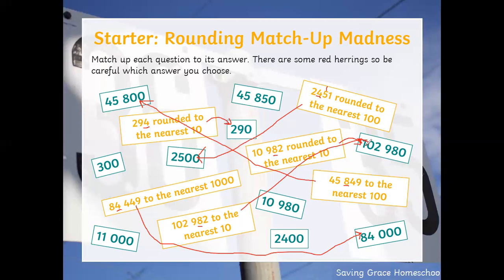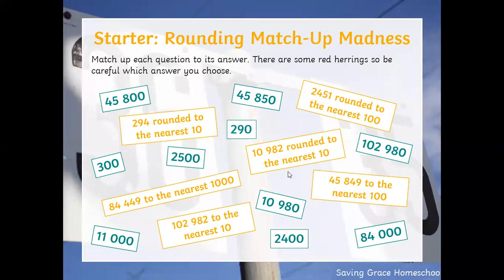Now you know how to do rounding. You look at the value that needs to go up or down, and then you look at the value before it. If it's 5 or higher, it will go a value up. If it's lower than 5, then it will stay the same.